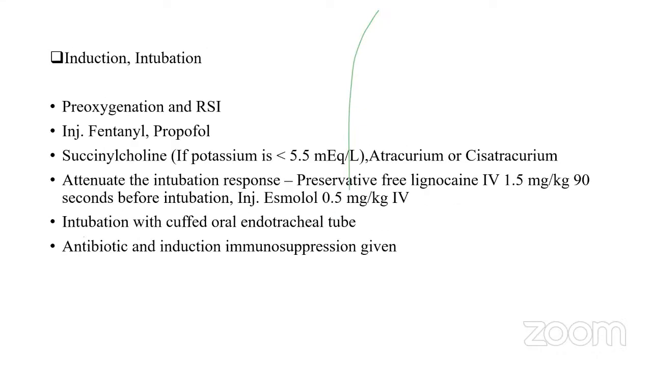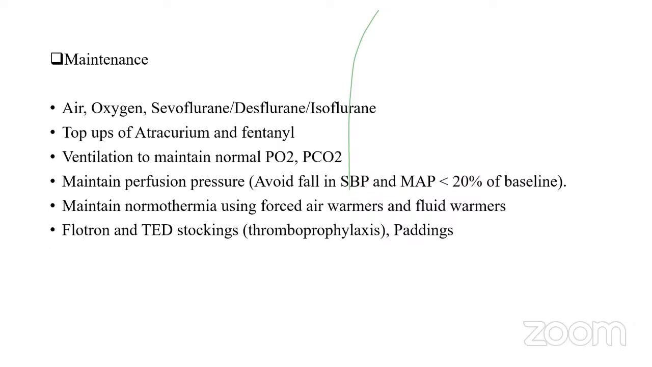Induction and intubation. Preoxygenation, rapid sequence induction with use of fentanyl, propofol, and succinylcholine. Attenuate the intubation response with IV lignocaine 1.5 milligram per kg, 90 seconds before intubation. Intubation with a cuffed oral endotracheal tube. Antibiotics and induction immunosuppression should be given at the time of induction.